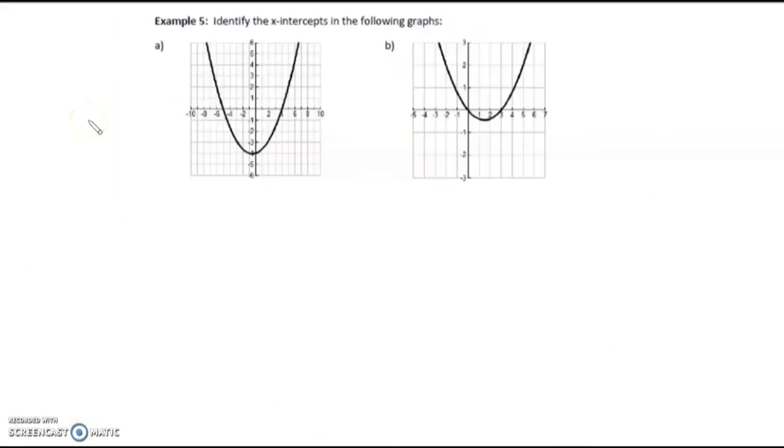Okay, and example 5, identify the x-intercepts of the following graphs. So we have two parabolas here, both of them open up, which is fine. They can open up or down, it doesn't matter. So when we look for the x-intercepts, we're looking for where the parabola actually crosses the x-axis. So here we have x equals -5, and here we have x equals 4. Okay, for b, we have x equals 0, and we have x equals 3.